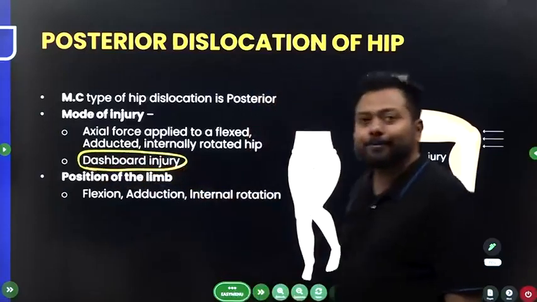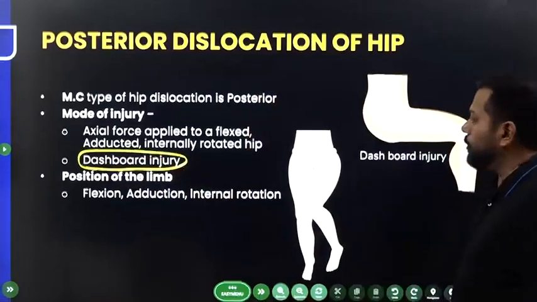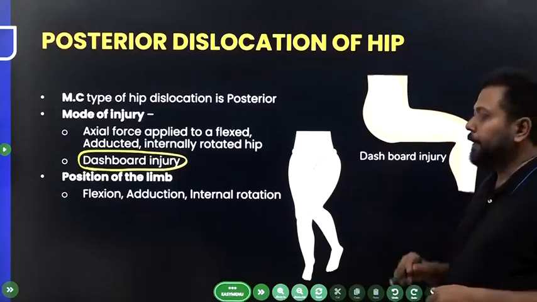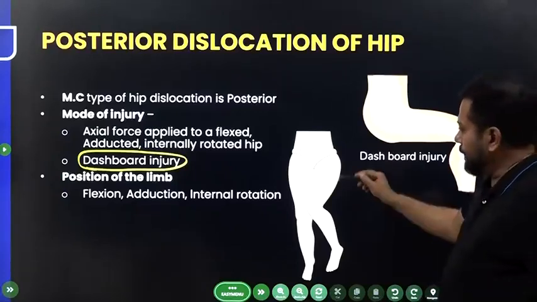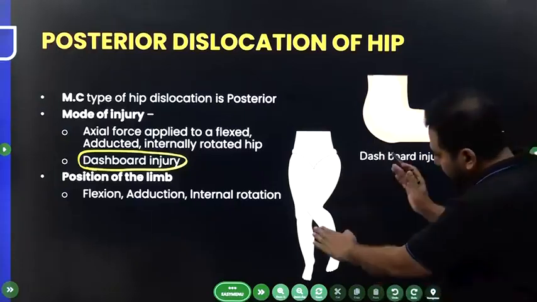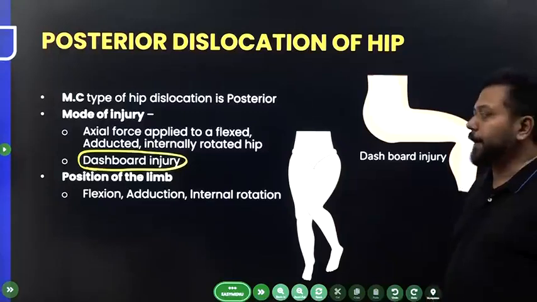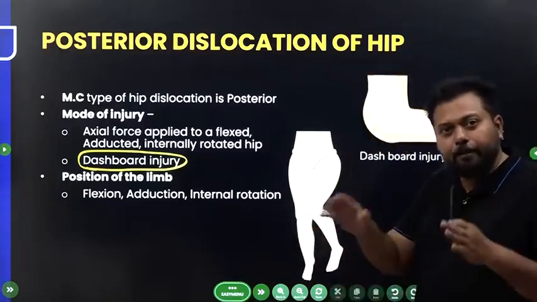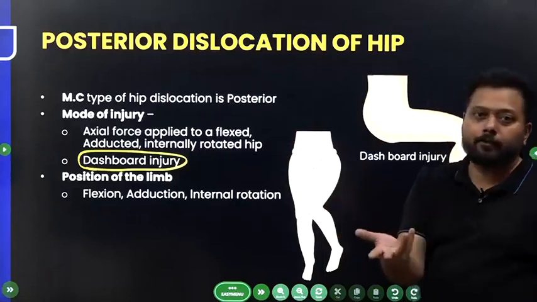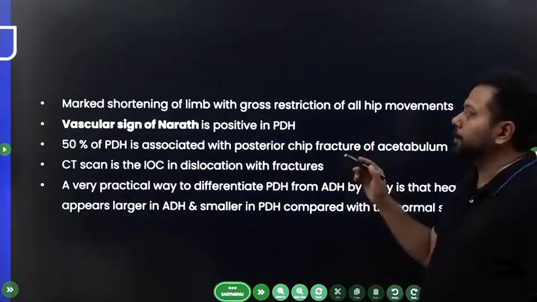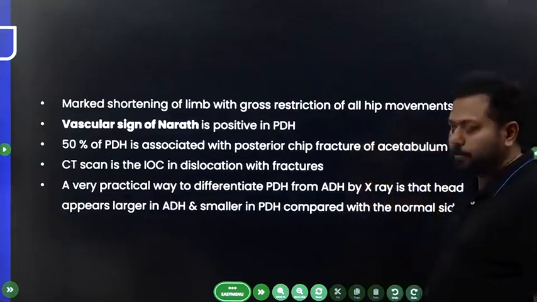That is the significance of wearing a seat belt. So, what is the position of posterior dislocation of the hip? The hip is flexed, adducted, and internally rotated. So, what is the attitude? Flexion, adduction, internal rotation. If it is flexion, abduction, external rotation, that is anterior dislocation of the hip. There is marked shortening of the limb with gross restriction of hip movements.